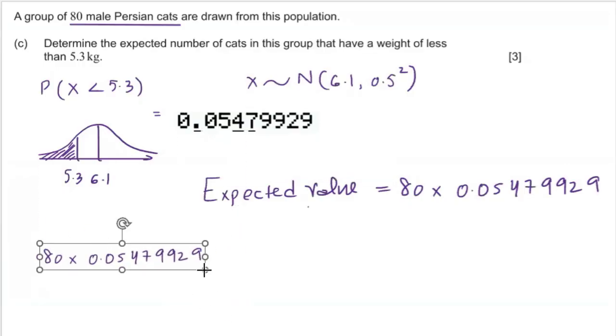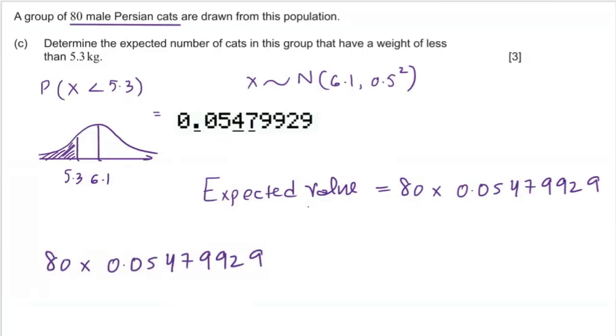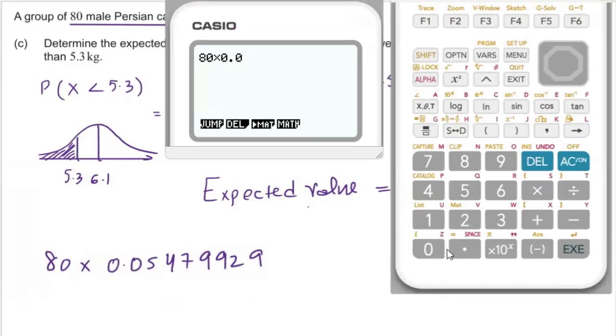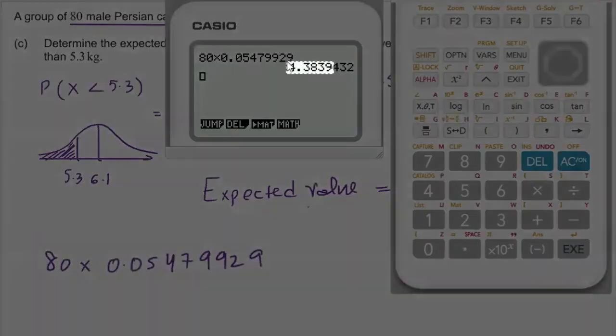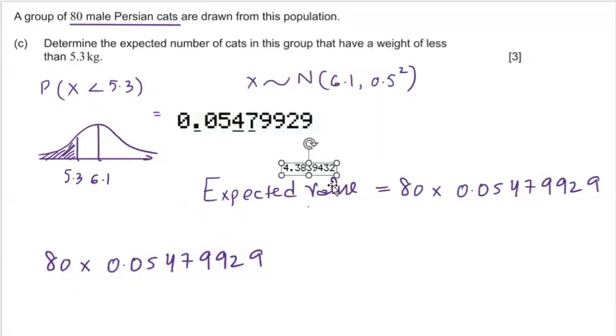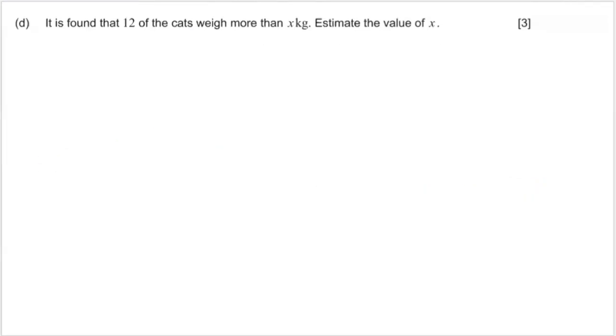Okay, so let's go. 0.5479929. So you see, again, I'm using a very unrounded answer. So what's the expected number? Let's get it. It's going to be 4.3839 something. So now I can put this. It's quite a small number, 4.38. So let's give the answer 4.38, right? That's the expected number.